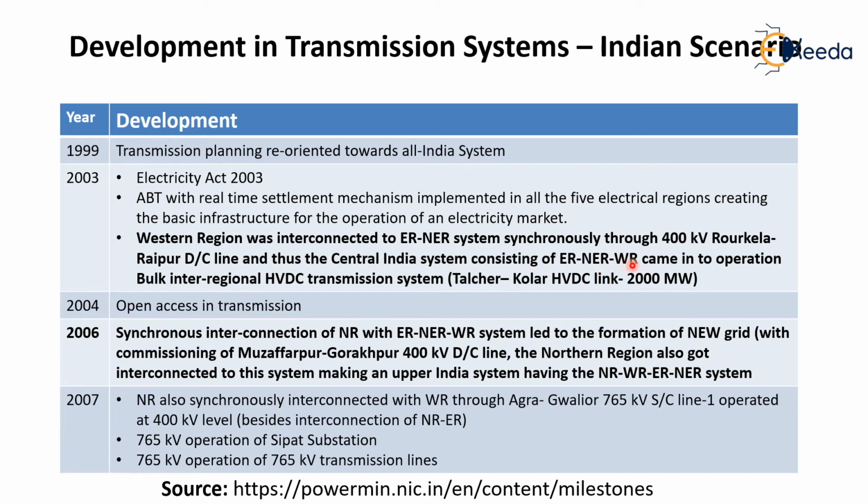And thus the central India system, consisting of the eastern region, northeastern region, and western region, came into operation. And then we started the bulk interregional HVDC transmission system, that is the Talcher Kolar HVDC link, which has a power rating of 2000 megawatt. In 2004, we started open access in transmission.